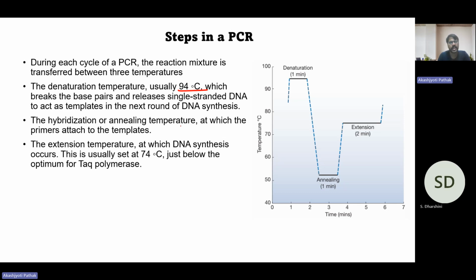Then comes hybridization or annealing, where the temperature is reduced. From 94 degrees Celsius, the temperature is reduced to around 58, or 55 to 65 degrees Celsius. This is the annealing temperature, at which the primers will anneal to the single-stranded DNA. And then at the extension temperature, the polymerization reaction will take place. The Taq polymerase will come, bind to the primer, and extend the DNA in the 5' to 3' direction.